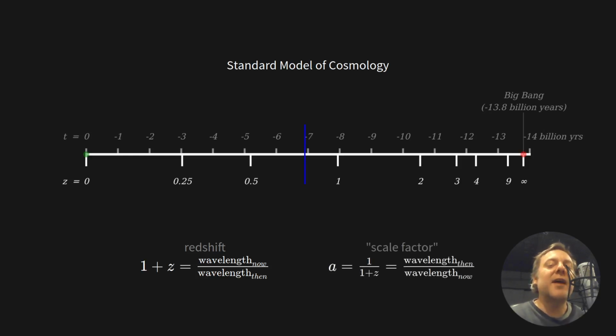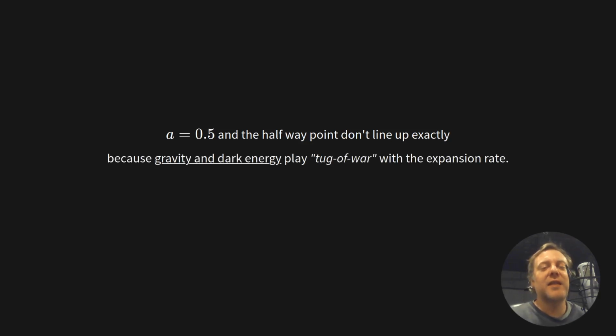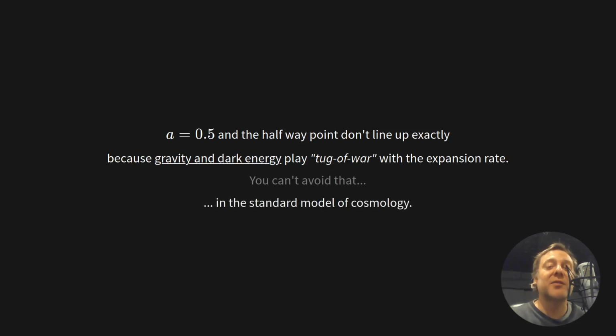The scale factor is often used instead. That's a, and a equals 1 today because everything is the same size as it is compared to what it is today. At 0.5 for the scale factor, that won't be the halfway point to the Big Bang in history. And that's because gravity and dark energy play a tug of war with the expansion rate. So you can't avoid that as long as you're in the standard model of cosmology.